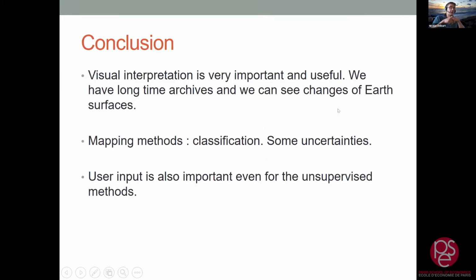So in conclusion, for classification, visual interpretation is very important and useful. Not only for classification, but even if you want to study how some land is changing, you can already do some visual interpretation of the remote sensing images. All classifications used for mapping carry some uncertainties, and our input as a user is important, even for the unsupervised method.